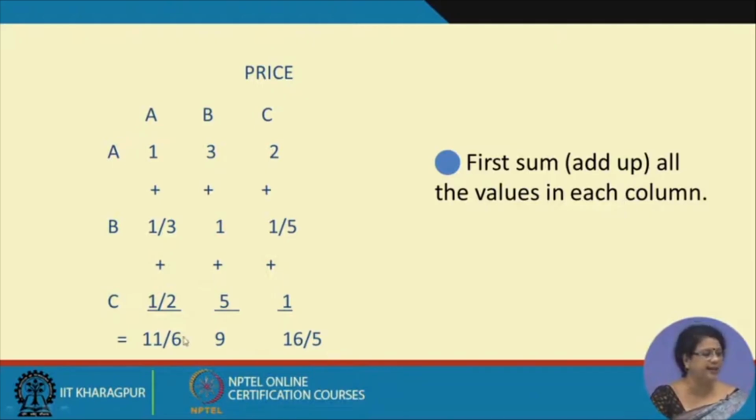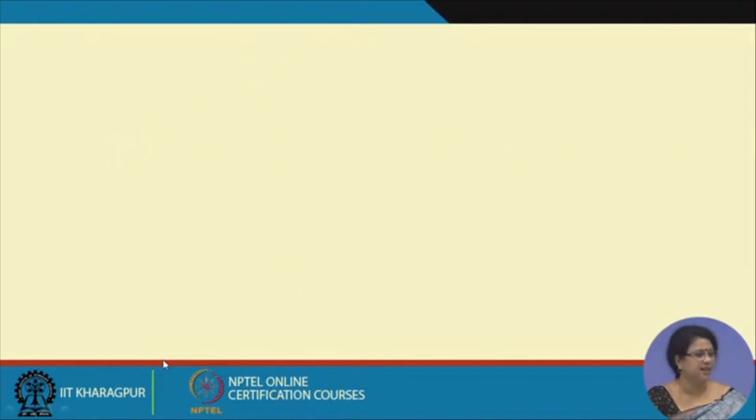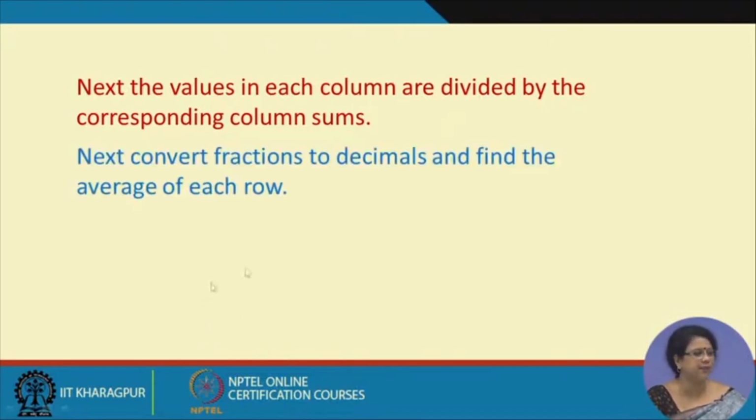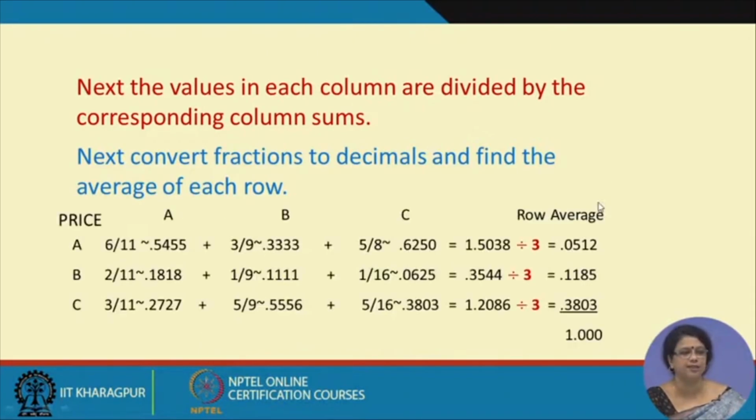Once we get it, we will divide each individual element of that column by the column sum. That means we are normalizing. Next, the values in each column are divided by the corresponding column sum. After doing that, we will take the row average of the corresponding rows and we will get the priority vector. Let me show you how exactly we have done it.